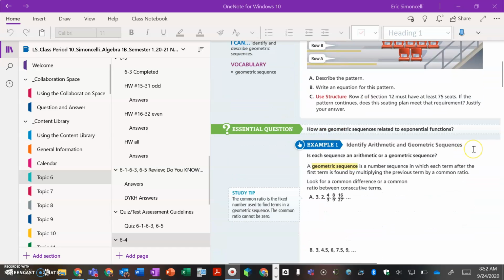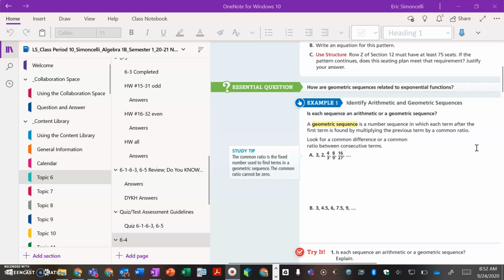Jumping right into our first example, identify arithmetic and geometric sequences. Is each sequence an arithmetic or a geometric sequence? A geometric sequence, let's start with the definition. It's a number sequence in which each term after the first term is found by multiplying the previous term by a common ratio. We're going to look for a common difference or a common ratio between consecutive terms.